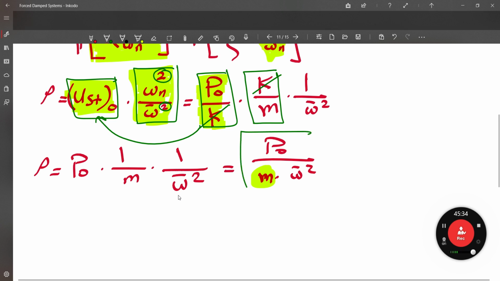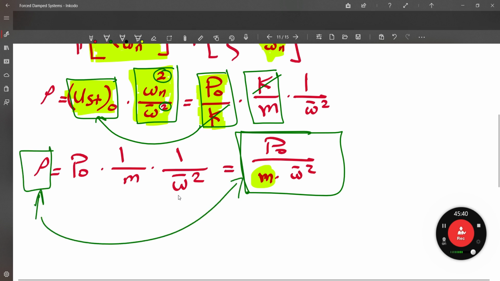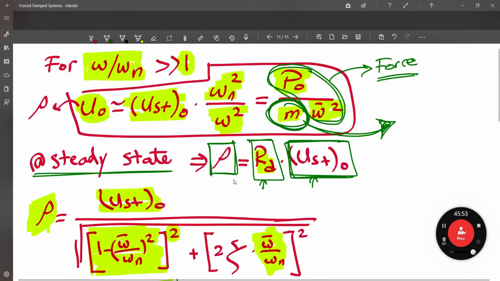This means that the final maximum dynamic amplification is going to be a function of two things: something related to the forcing excitation and something related to the system itself. This is what I'm talking about, and this is what I was claiming in the beginning, that this is related to the system.